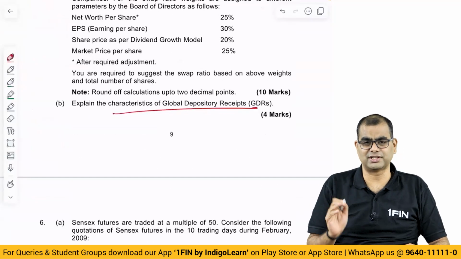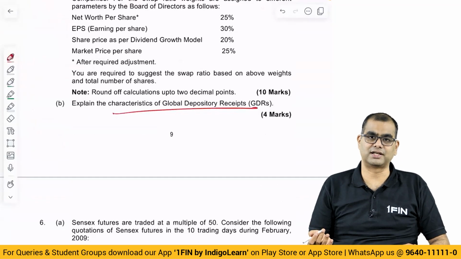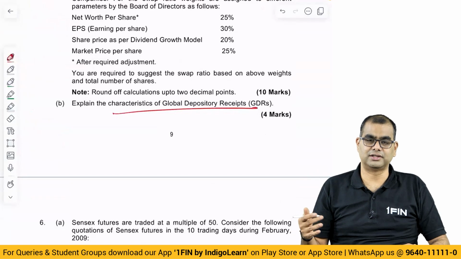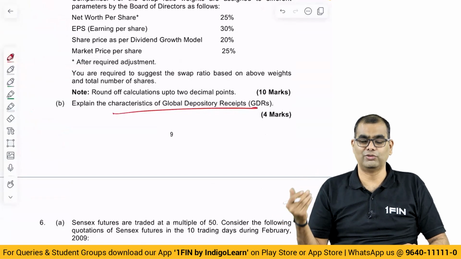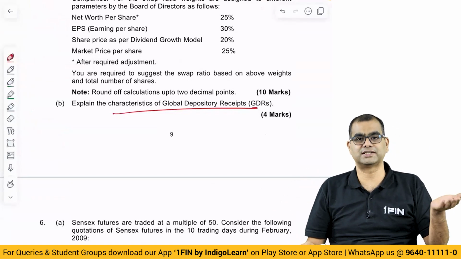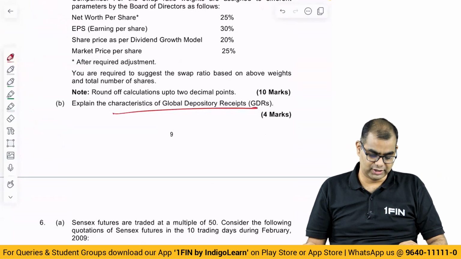Characteristics of GDR. GDRs are very simple. Okay, they're listed in Luxembourg. There is a depository who will take the shares here and issue GDRs there. It can be used for fundraising and all of that.